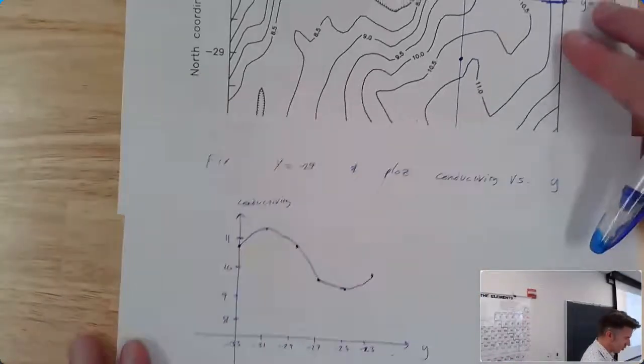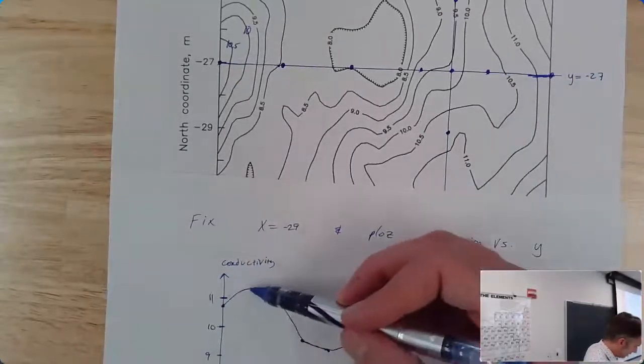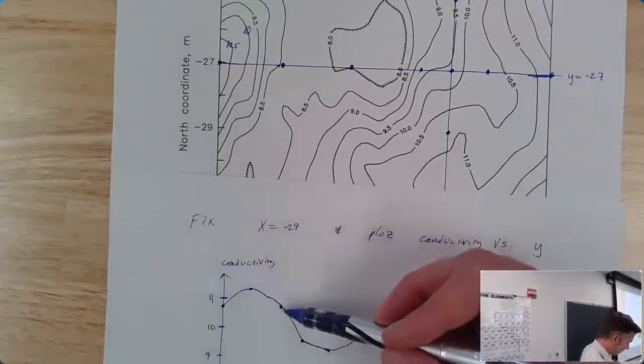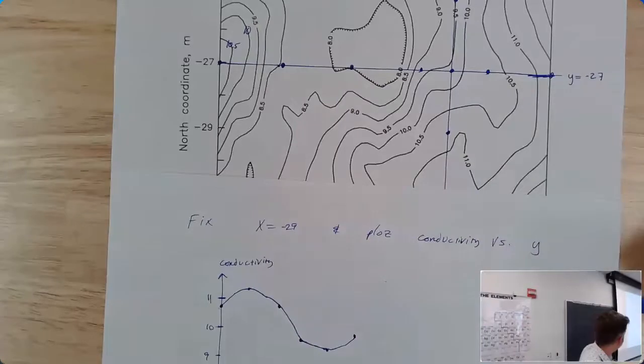That's what this journey looks like as far as conductivity. We started out here, we increased a little, we topped out, we decreased a little, we went down, we kind of flattened out at 9.5, and then we came back up a little.